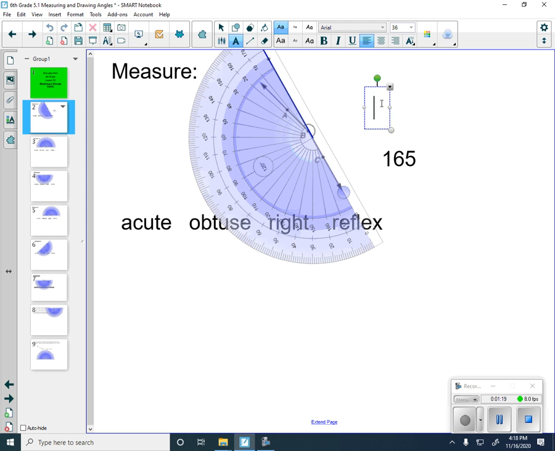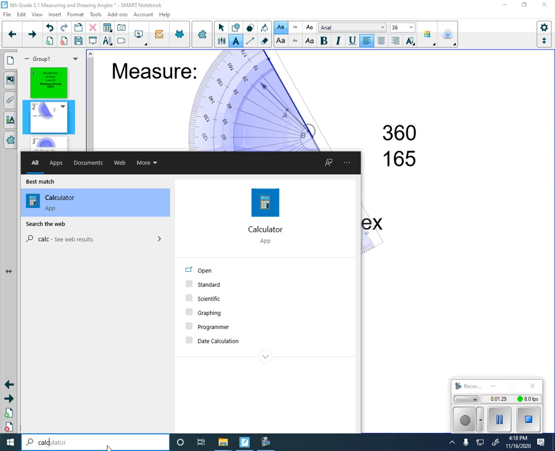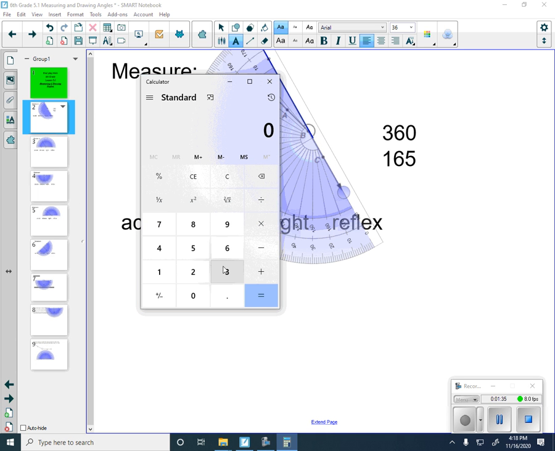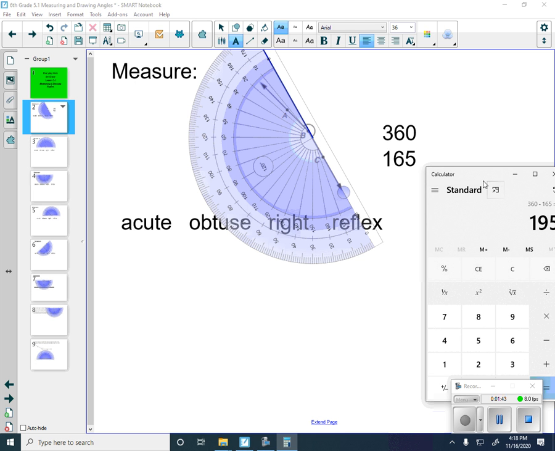So I'm going to take 360 degrees minus 165, and I'm going to try and solve that. Today I'm working from my computer, so I'm going to use a calculator because I don't have the smartboard up and running right now because of all this angle work. So 360 minus 165, so that angle would be 195 degrees. I knew it was going to be more than 180.